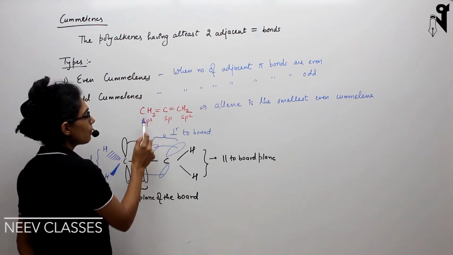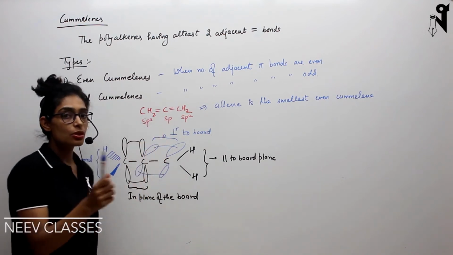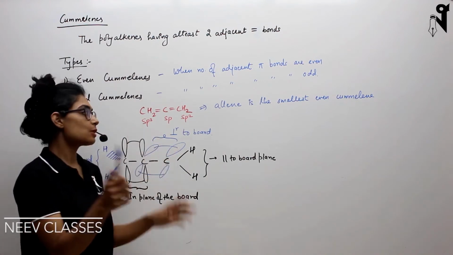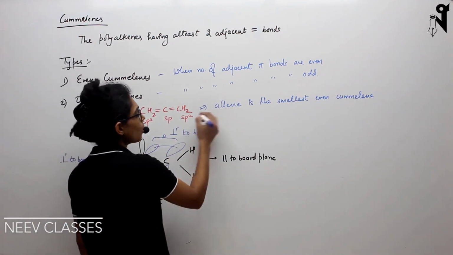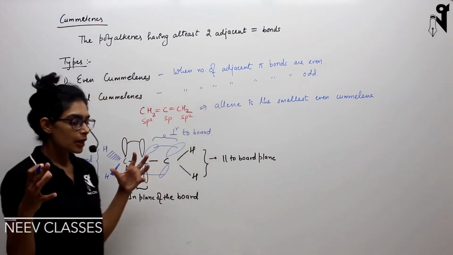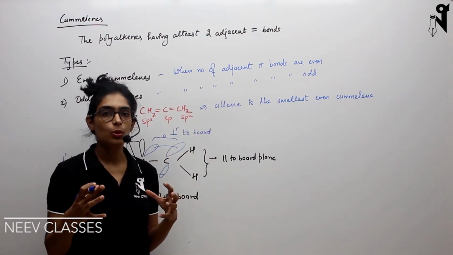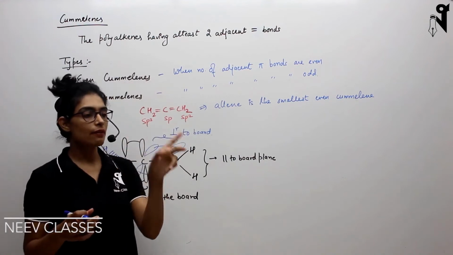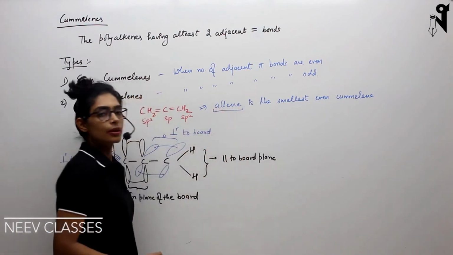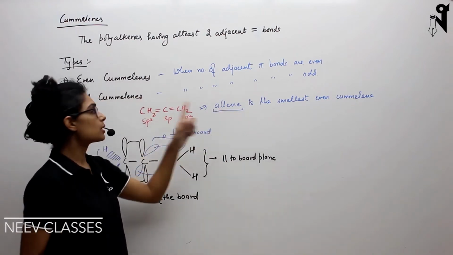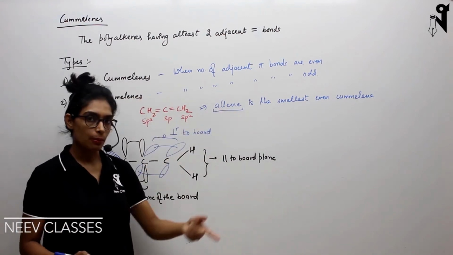The first carbon is sp2 hybridized. The center carbon, which is carrying 2 pi bonds, is sp hybridized, and the last one is again sp2 hybridized. This is the smallest compound which will act as a cumulene. Basically, it has consecutive double bonds. This is also called allene, and it is an even cumulene because it has 2 adjacent pi bonds.